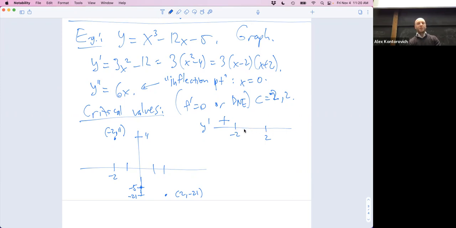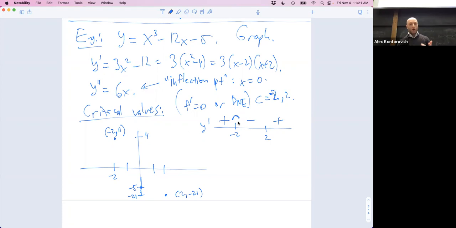How about when I'm between -2 and 2? If I'm bigger than -2 but less than 2, and I subtract 2, negative. And what about x plus 2 when I'm bigger than -2? Positive. So I have negative and positive. When you multiply those together, negative. And how about bigger than 2? Now it's just positive, positive. Okay. So now it's clear what's going on. At -2, it went from positive derivative to negative derivative, local max.